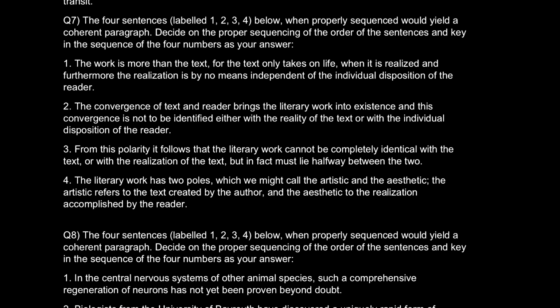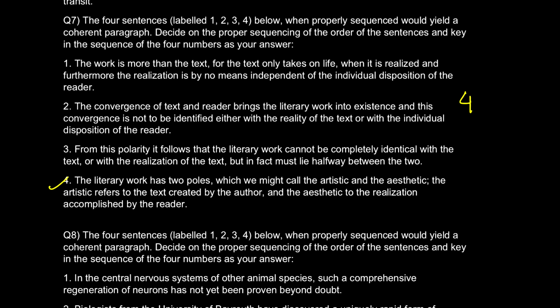Now you got this. We always keep it in the introduction that there are two choices. We're going to discuss both of them and come to a conclusion. So definitely number four is going to be my opening sentence here, where we are talking about two poles, which we might call the artistic and the aesthetic. The artistic refers to the text created by the author and the aesthetic to the realization accompanied by the reader.